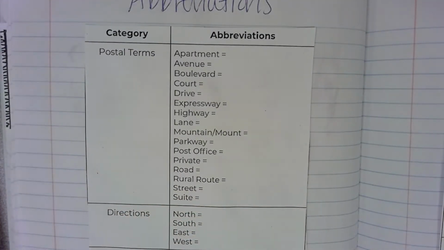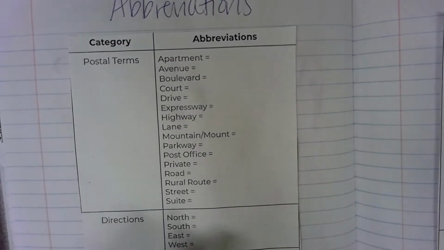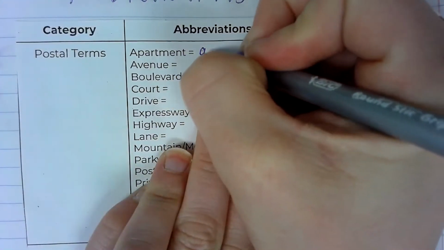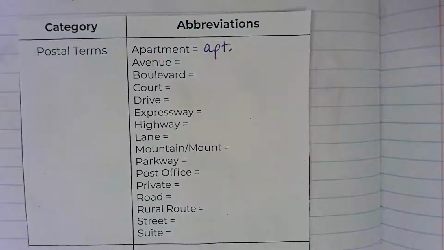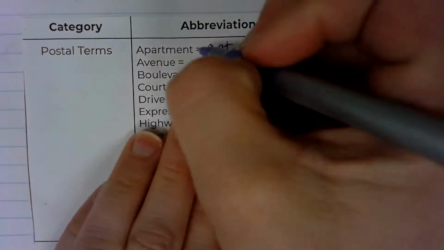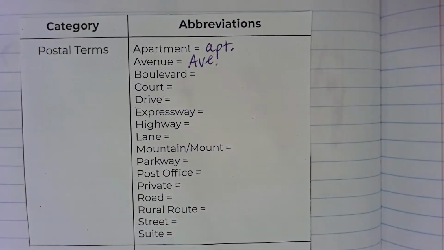So it doesn't matter if you glue this in first or second in your book. Make sure you flip to that chart. And I'm just going to fill out the different abbreviations for here. So apartment. When we abbreviate the word apartment, we write A-P-T period. You can put all lowercase letters. Avenue, this would probably be capitalized when you're using it. A-V-E period.